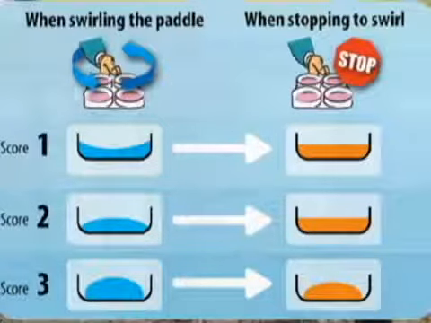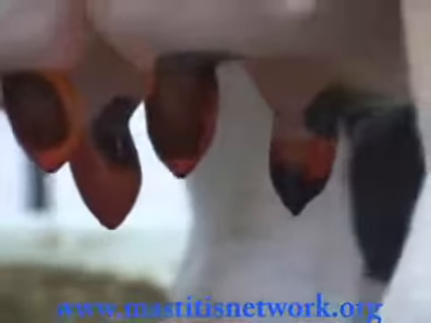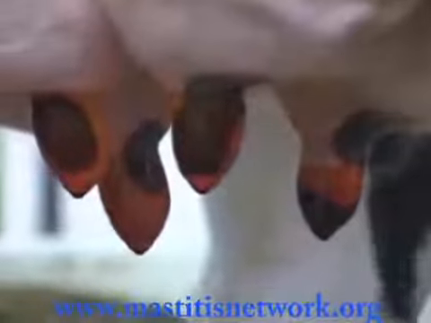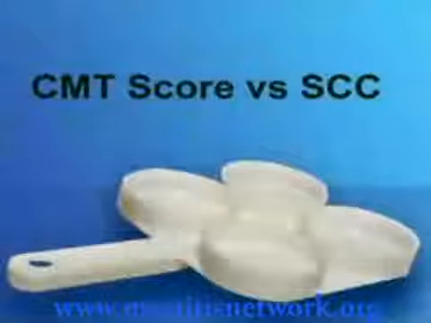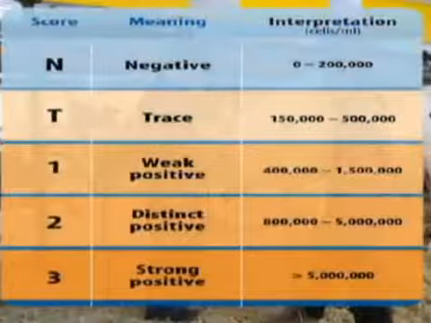The ideal time to perform a CMT test is just before milking. If the CMT is not done just before milking, be sure to use teat dip to prevent infections. Each CMT score provides an approximation of the number of somatic cells per milliliter of milk. This is an estimate and not an exact value.